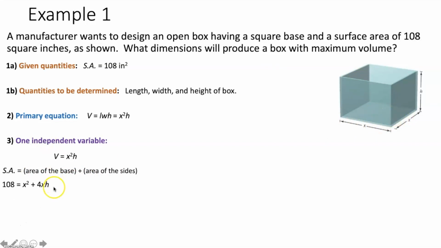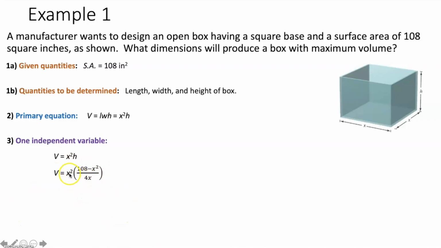Now, how does this help us? Well, we can now solve this surface area formula for one of our variables up here. And then we can take whatever it's equal to, plug it in up here, and we would only have one independent variable. So what I'm going to do is solve this for H. I'm going to subtract X squared on both sides. I'm going to divide both sides by 4X, and I get H is equal to 108 minus X squared over 4X. Now what I can do is take this value that H is equal to, and plug it in for H in our volume formula, making it so we only have one independent variable now.